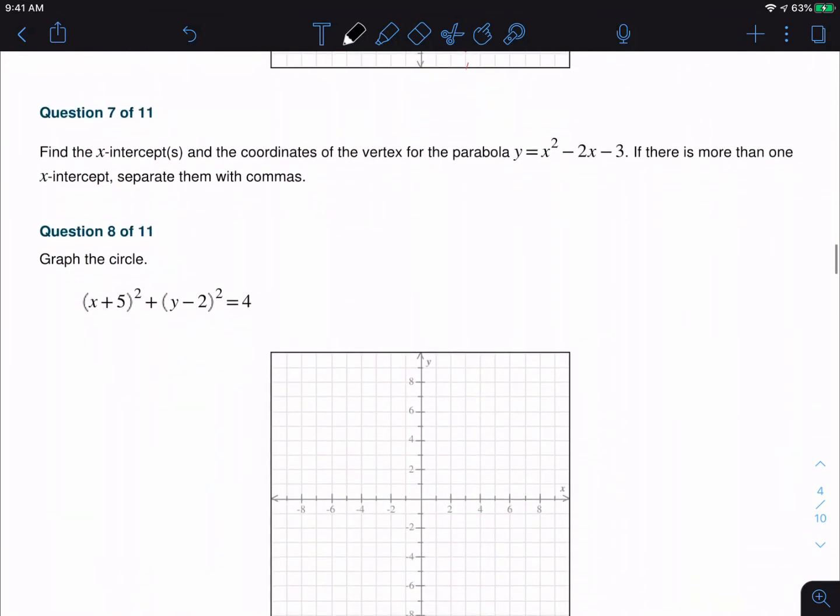Okay, so number 7 says find the intercepts and the coordinates of the vertex for this parabola. If there is more than one x-intercept, separate them with a comma. So when you're putting your answers in, you're going to look for it in a comma form.